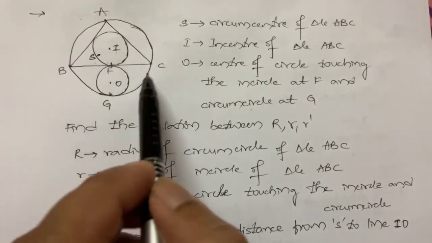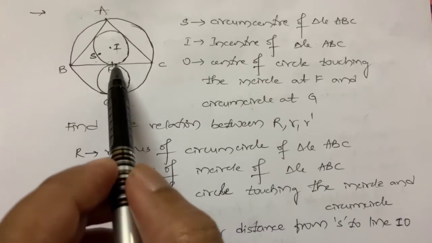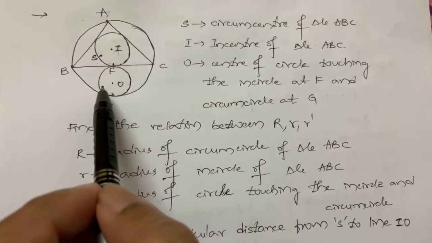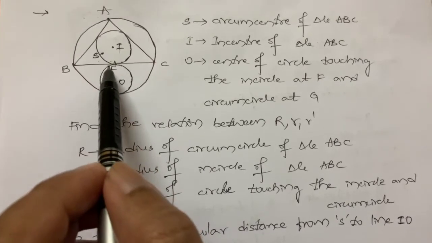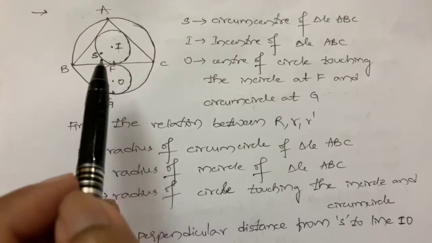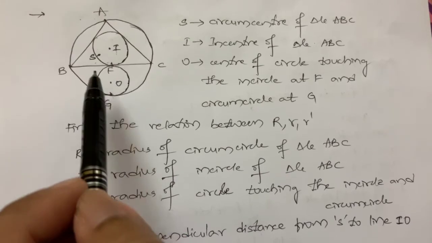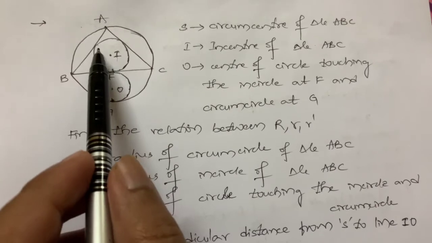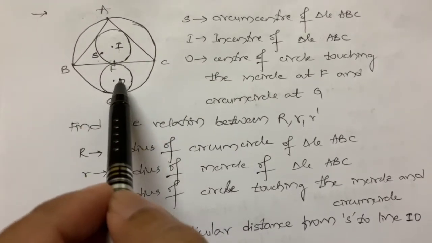the incircle and the circumcircle are touching another circle. This circle touches BC at F and the circumcircle at G. So it is touching the incircle externally and the circumcircle internally. The radius of this circle is r dash and the center is O. What we want is a relation between r, the inradius, R, the circumradius, and this circle's radius r dash.